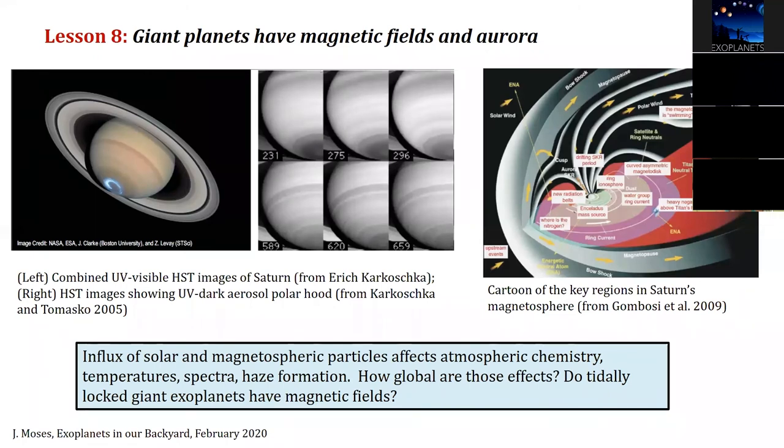Giant planets do have magnetic fields, and that can affect the chemistry. There's an image I like of Saturn in HST with the UV image superimposed over visible. You see the royal oval. Here's another UV to visible image that shows darker poles. I believe this is chemistry that's going on, kind of very Titan-like chemistry due to the influx of high-energy magnetospheric particles. So that can happen in atmospheres.